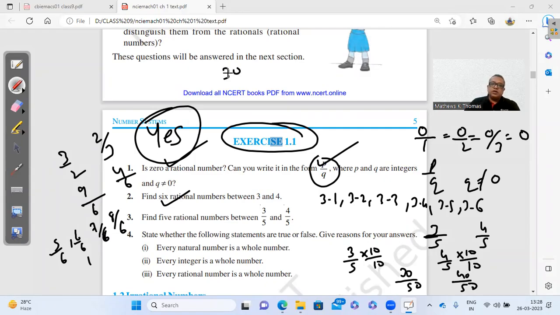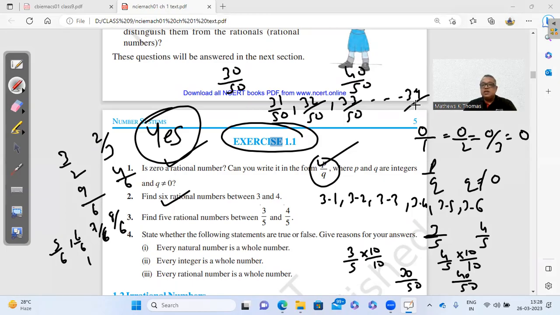So what am I doing? I'm converting this 3 by 5 and 4 by 5 to an equivalent fraction. 3 by 5, I've got 30 by 50 and 4 by 5, I've got 40 by 50. Now, how many numbers are there between this? 31 by 50, 32 by 50, 33 by 50, and so on. You can write any 6 numbers up to 39 by 50. All this will be marked correct. So 5 rational numbers between 3 by 5 and 4 by 5, we have found out.